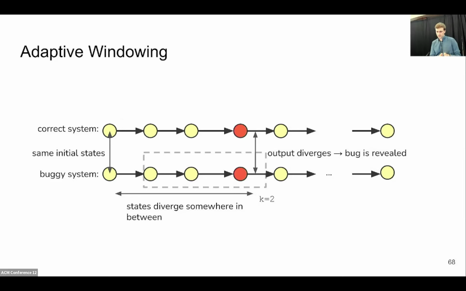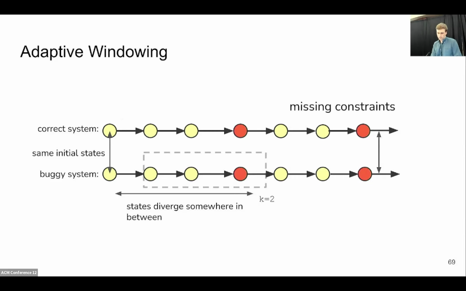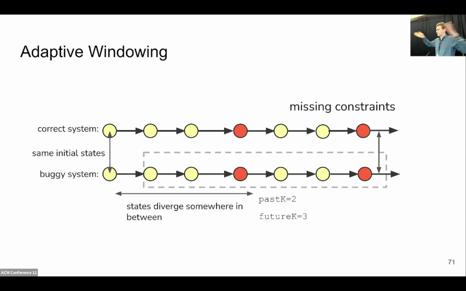Of course, in reality, we don't know exactly when the state will be diverging, but we basically just start with a small window and increment it if we can't find a good repair. The other problem, though, is that there might also be missing outputs in the future. So instead of just expanding into the past, we have a constant for how much we expand in the past, but also we can expand into the future. And so we successively make the window larger until we're at a point where we say, now it's taking too long, we just give up.